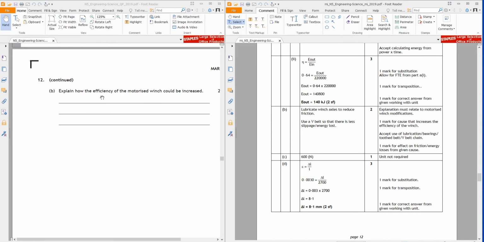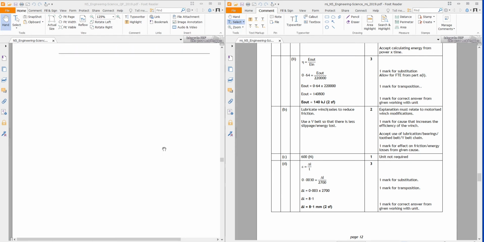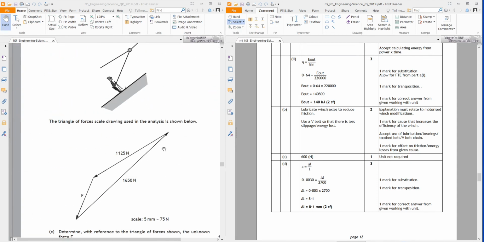Now, I don't like this question. Explain how the efficiency of the motorised winch could be increased. It's a standard answer. Lubricate the moving parts to reduce friction. Okay, friction causes losses due to sound and heat.